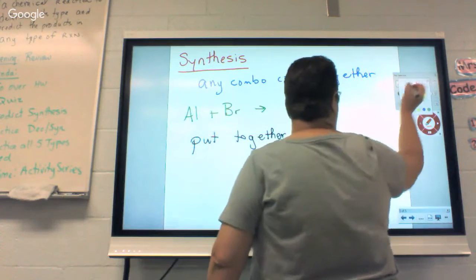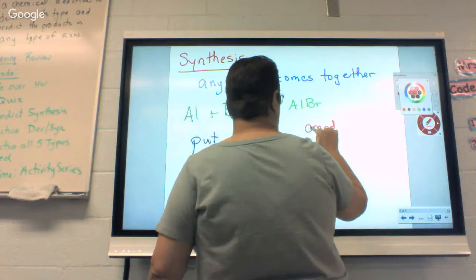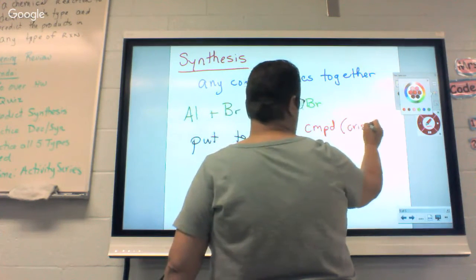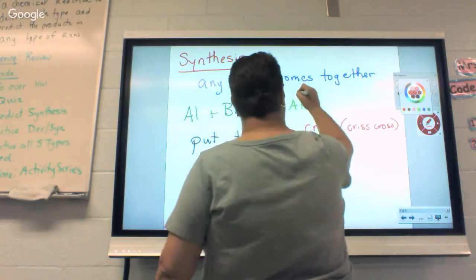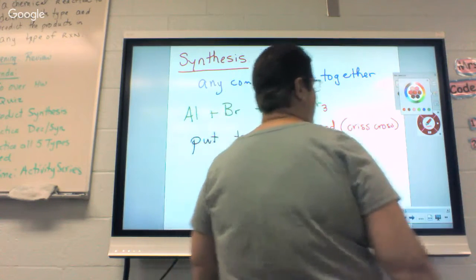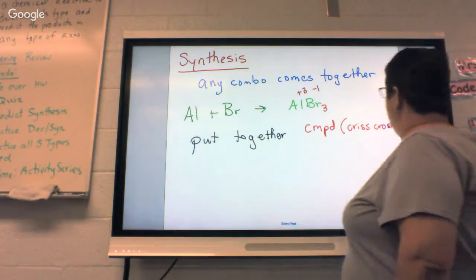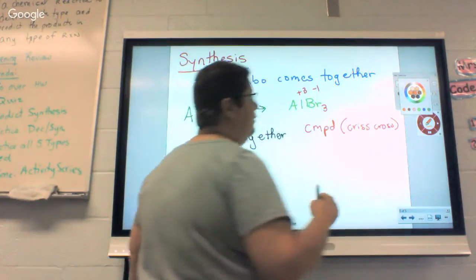And because this is a compound, what do we know we always do with a compound? That's right. So we're going to have to crisscross. So Al has a +3, Br has a -1. We're going to bring our oxidation numbers down. Is the equation balanced? No. We balance just like we always have. When we look at this and we say Br has a 3, whoops, what did I forget?